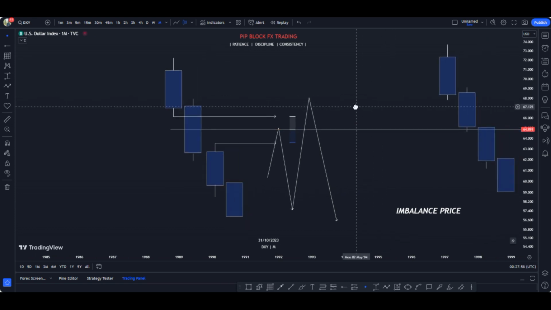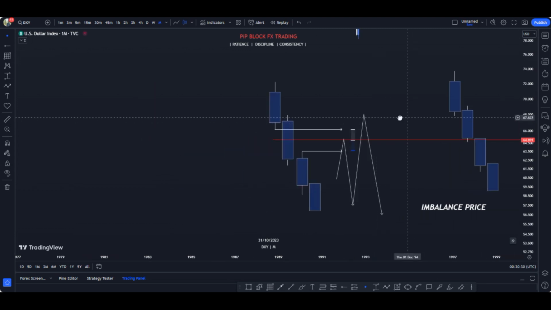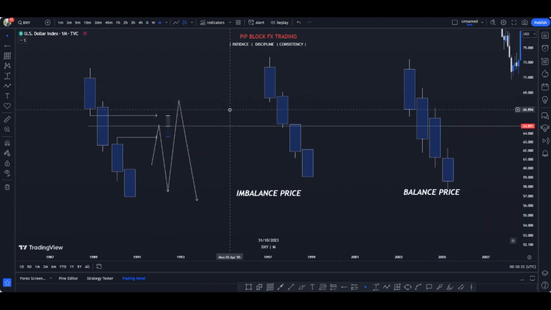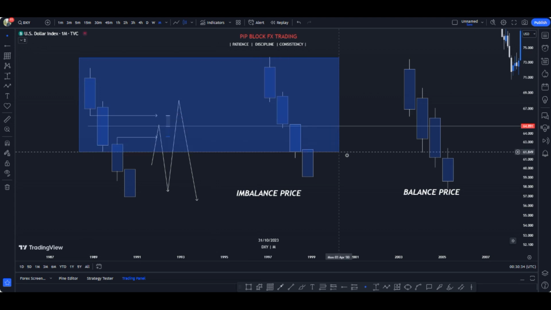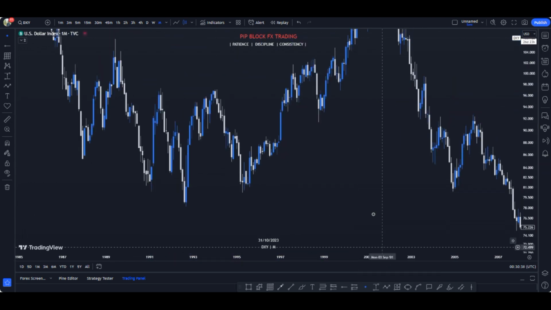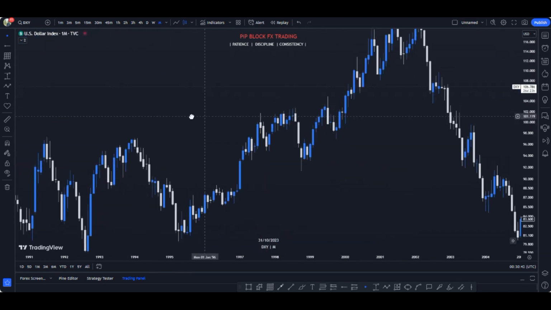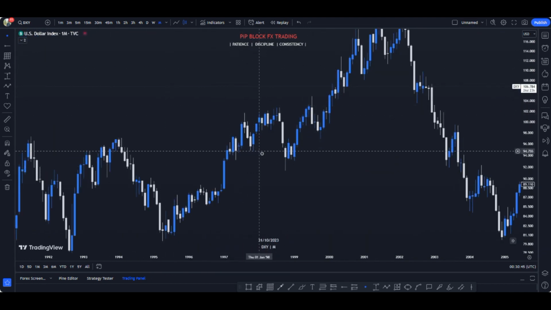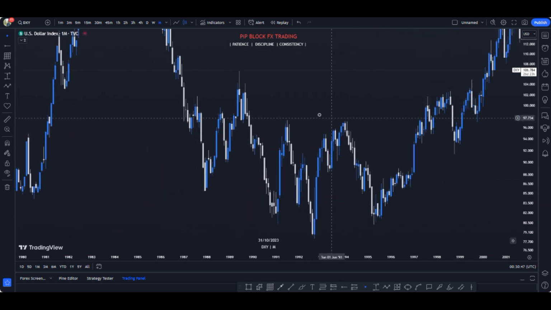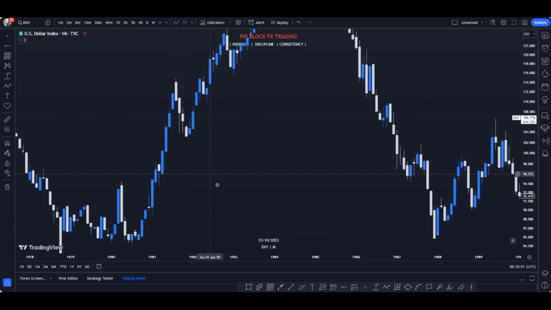All right, let's continue. Let's go to the chart and see how we can apply this theory of imbalance in the market. Let me just clear this. Let's go to the market and see if we can find some imbalances. This is the monthly time frame, and let's start from the monthly time frame. I'm going to start from here.